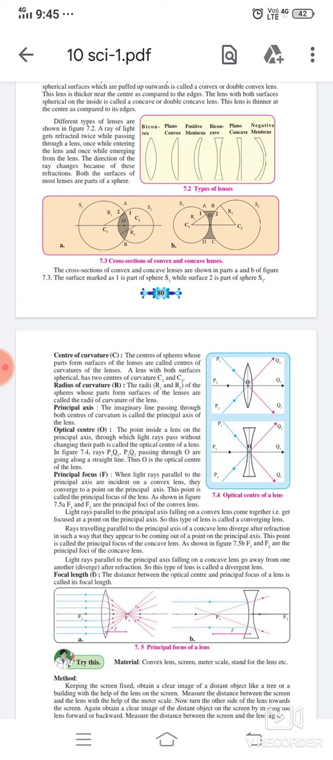Then what do we mean by focal length? The distance between the optical center and the principal focus of a lens. Optical center means the point at the middle of the lens. See, optical center is shown in figure 7.4 and principal focus is shown in 7.5, that is F1 and F2. Optical center at the middle is O. So the distance between the optical center and principal focus is called its focal length. Okay.